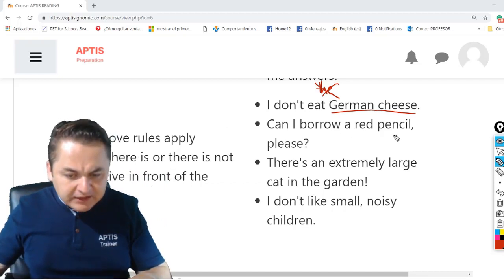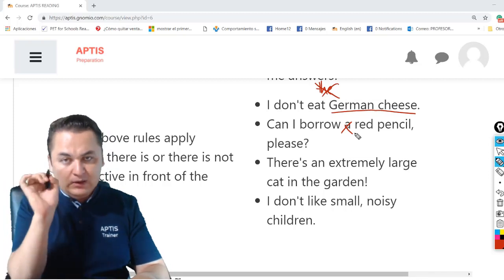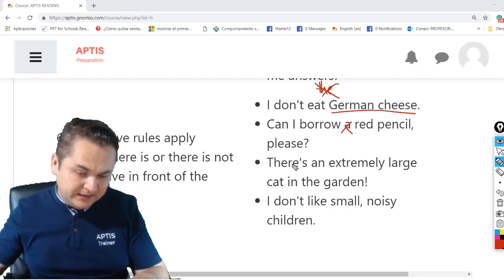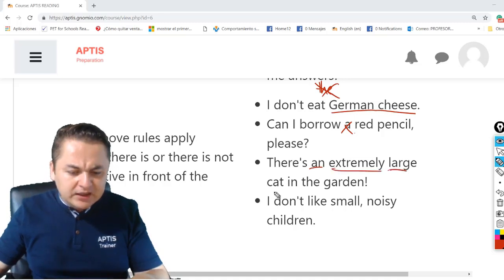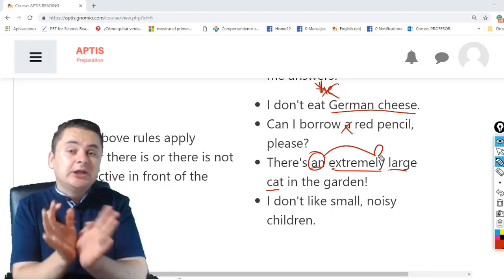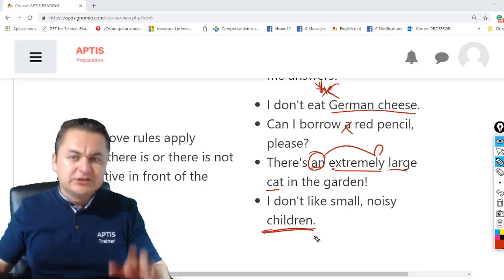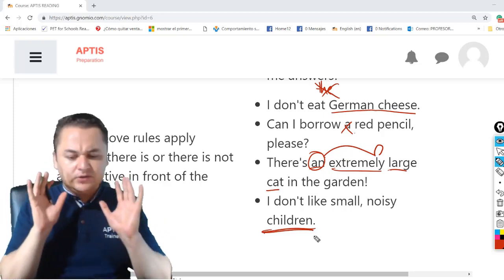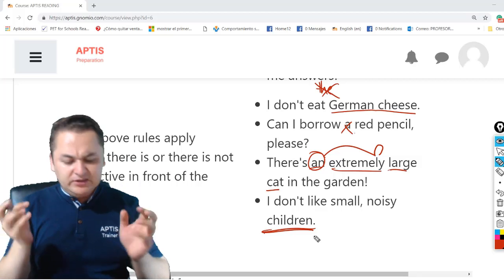Can I borrow a red pencil, please? So in this case, I want it to be specific. I want that red pencil in this case. There is an extremely large cat. An extremely large cat. I am describing this particular cat. Or, I don't like small, noisy children. I just don't like this kind of children, but I don't dislike all children in general.